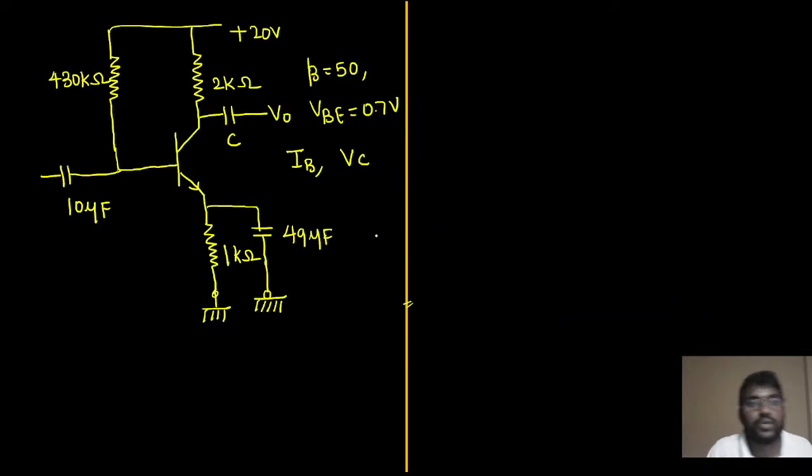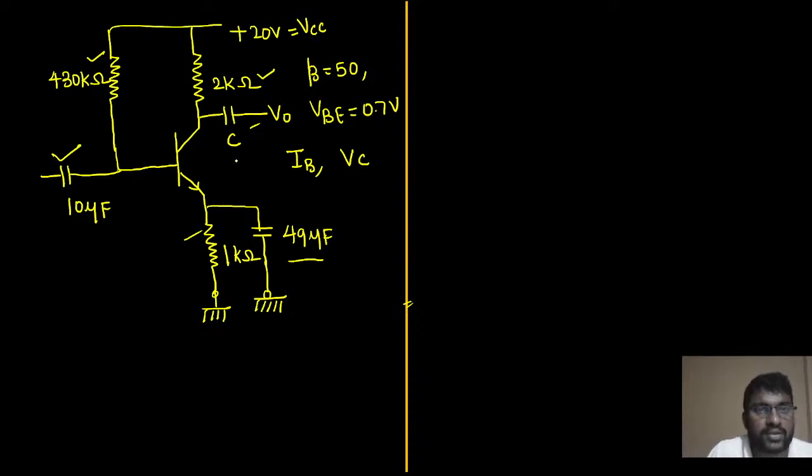The first question is: a 430 kilo ohm resistor is connected with the base, and a 2 kilo ohm resistor is connected here. There is a capacitor at the output port, and a 1 kilo ohm resistor is given in the emitter terminal. A 45 microfarad capacitor is connected in parallel with that. One more 10 microfarad capacitor is connected at the base terminal, along with the supply voltage. This is called VCC.